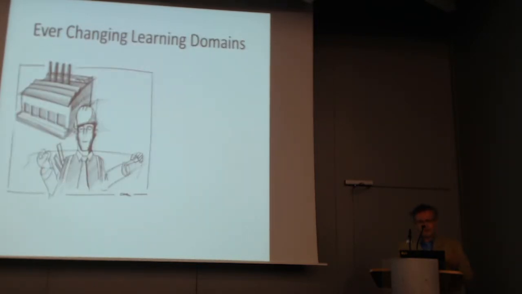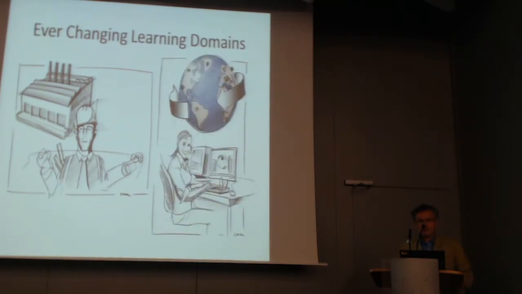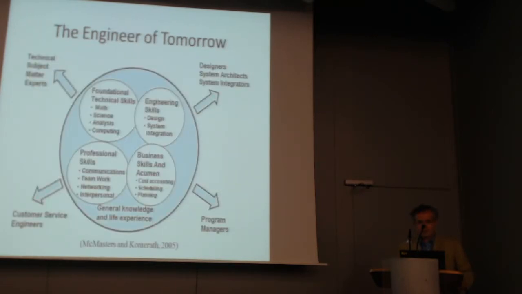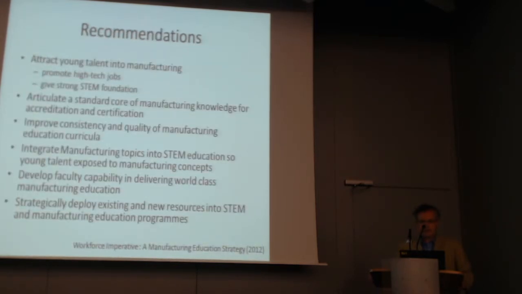We observed at the time that the learning domains are changing, using more of the internet and computers. We have already seen that. So the engineering of tomorrow will not be only technical. It has to have skills in various domains to address various activities in this world. And there are a number of recommendations in order to address this political objective, which is to attract young talent into manufacturing. How? With promotions, or give STEM foundation from the early ages.